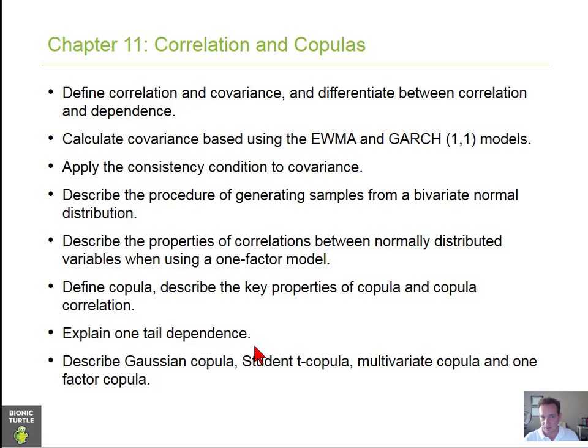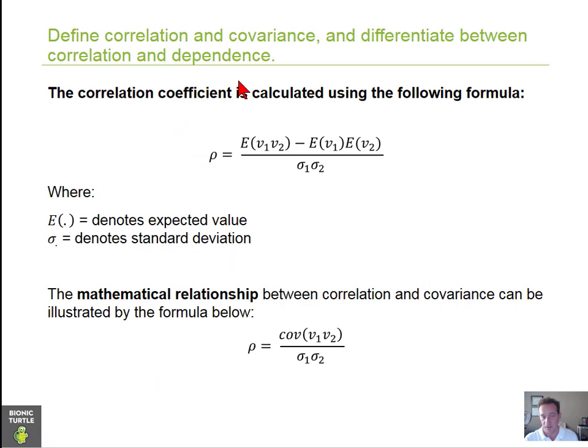Hi, this is David. Let's take a look at Chapter 11, Correlations and Copulas in John Hull. And we'll start with, in this list, one of the more important learning objectives, the first one right out of the gate: define correlation and covariance and differentiate between correlation and dependence.